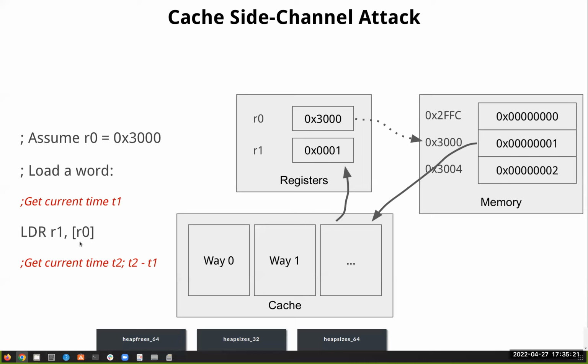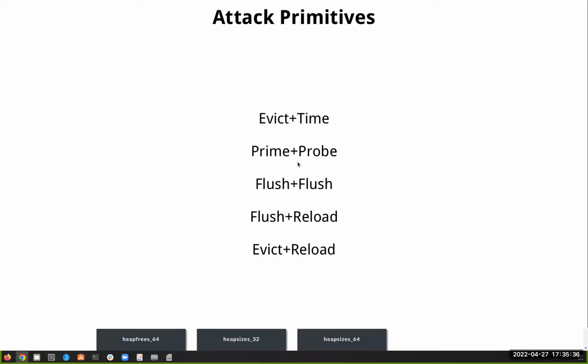For example, imagine there are several load instructions. Let's say, if this one is small, then we know 3000 was recently accessed by someone, by some code, right? So in the last 15 years, people have been developing different attack strategies or attack primitives based on the simple phenomenon we just saw.